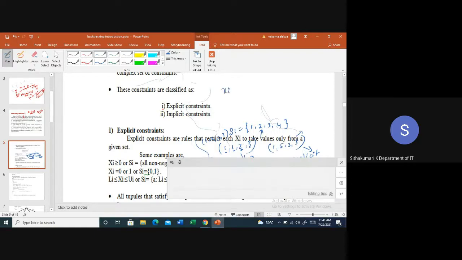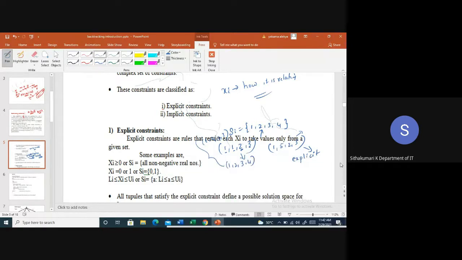Each xi, how it relates to the other xi's, is defined through implicit constraints. So we already told you, A of xi should be less than or equal to A of xi plus 1. This is a relation between the elements of the tuple that you specify. And you have several problems with which we can solve this.